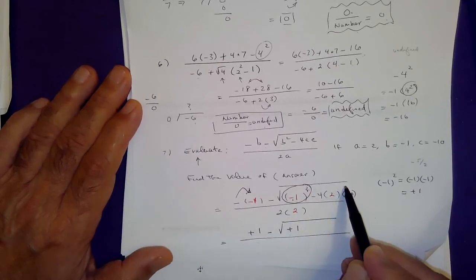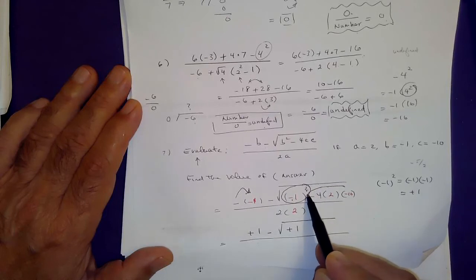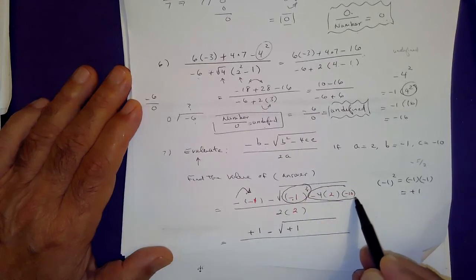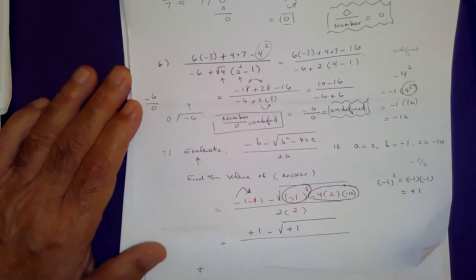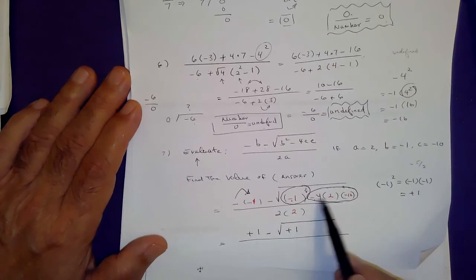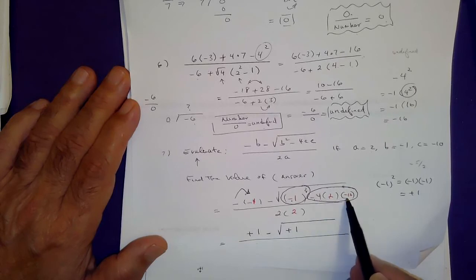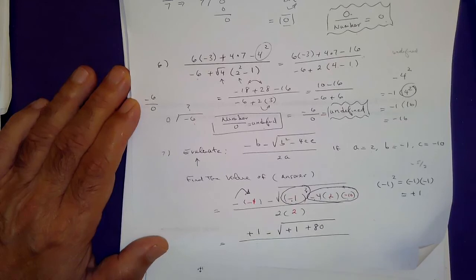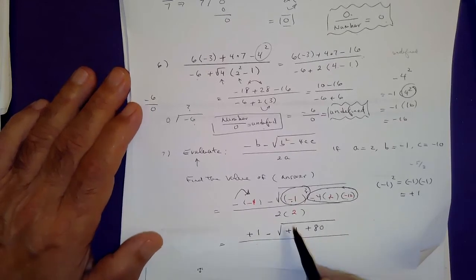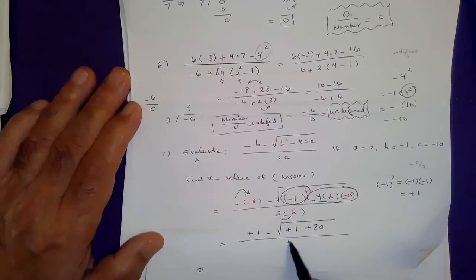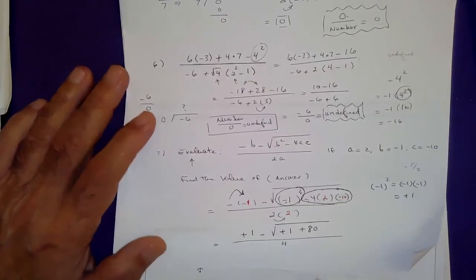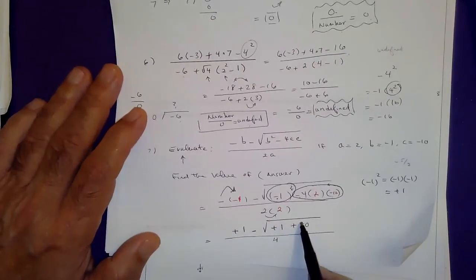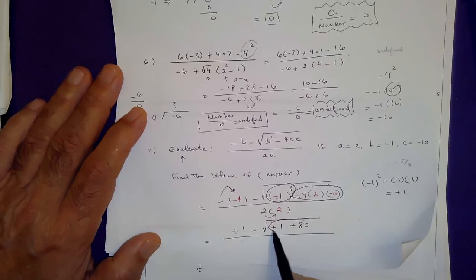Next, you multiply these three numbers, negative 4ac, including the sign. In other words, negative 4 times 2 is negative what? 8. Negative 8 times negative 10 is positive 80. Next, you multiply 2 by 2, which is 4. And now the next step is to add these numbers up.